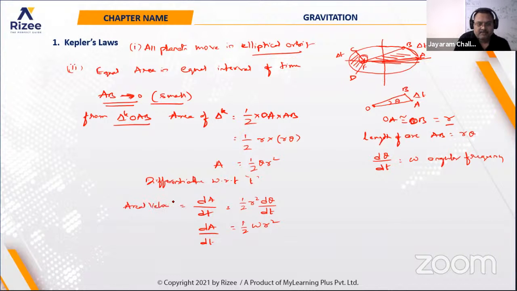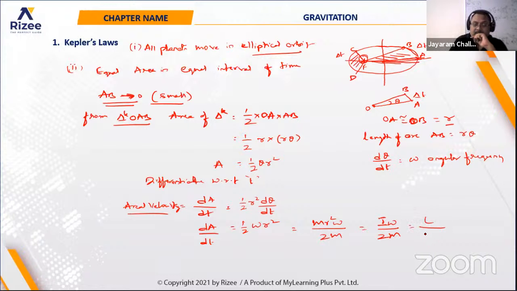Aerial velocity. So this is the one. If I multiply and divide this equation with the mass, then it will be m r square into omega by 2m. I'm multiplying and dividing with the mass. m r square omega can be written as the moment of inertia I into m by 2m, which is equal to L by 2m.